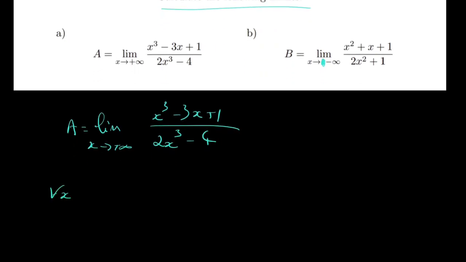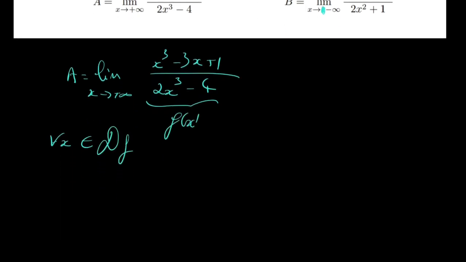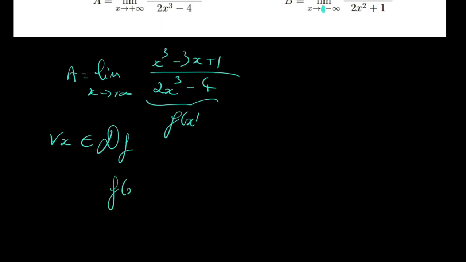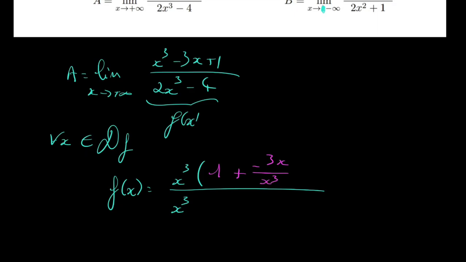Let's say this is f of x. For all x in the domain of f, f of x is equal to, we will factorize by the highest term, so x to the third at the top and x to the third at the bottom. And now we just have to rewrite it. What do we have for x to the third? We have 1 times x to the third plus, what? Plus minus 3x divided by x to the third plus 1 divided by x to the third.